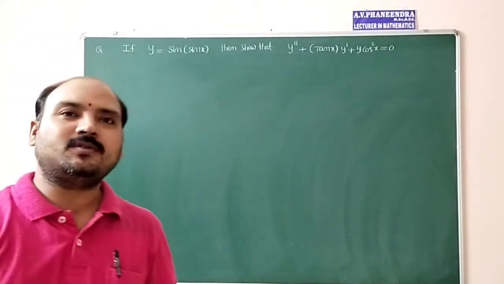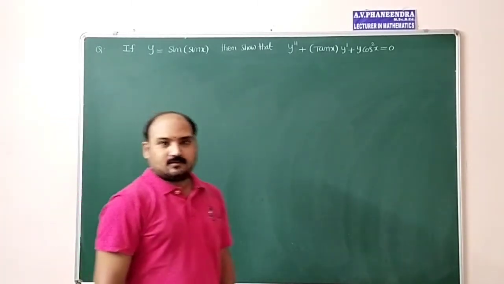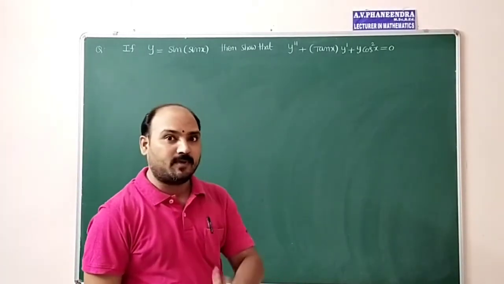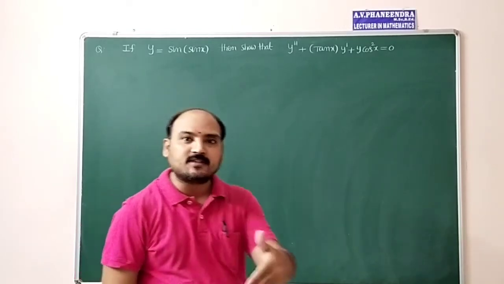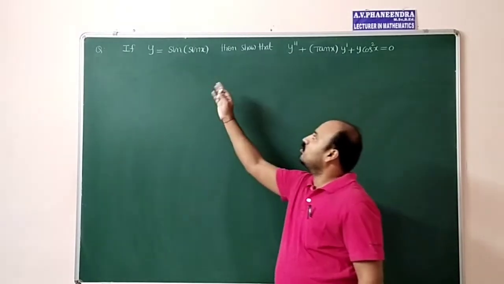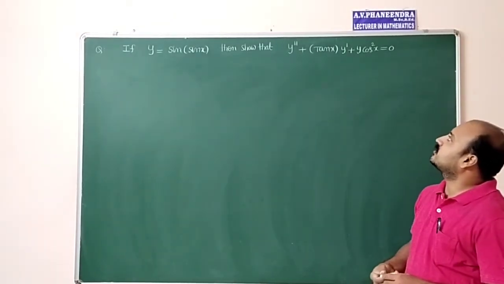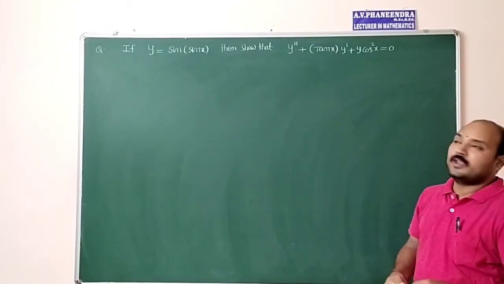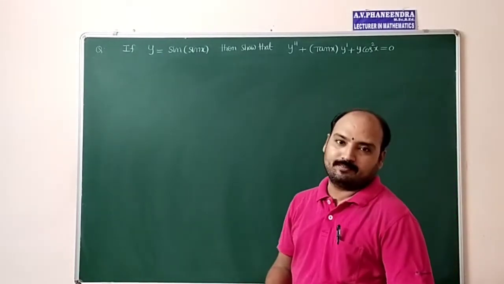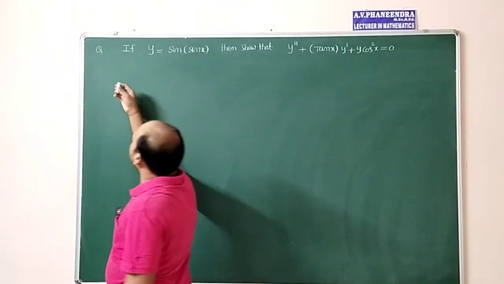The next question, if y equal to sine of sin x, it is not sin x into sin x. You remember that sine of sin x, sin x is a function involving in sine. If y equal to sine of sin x, then show that y double dash plus tan x into y dash plus y into cos square x equal to 0. It's important for 4 marks. Listen.